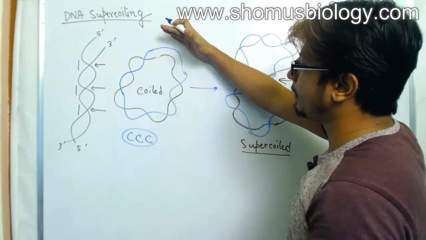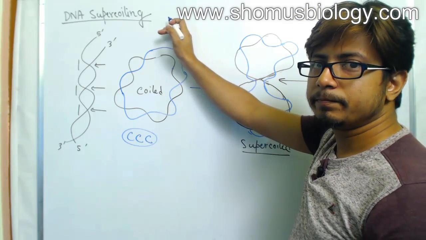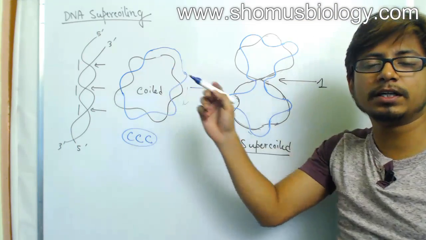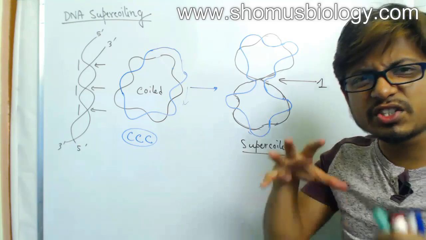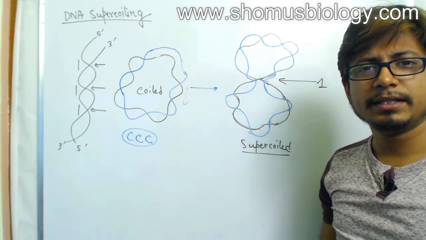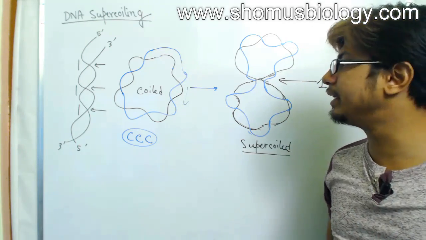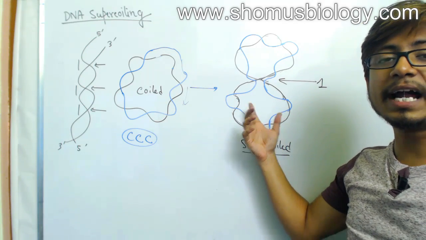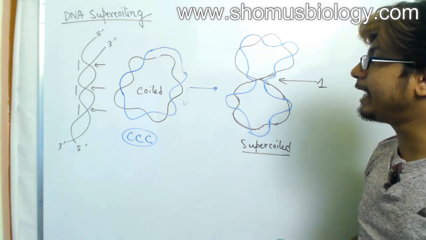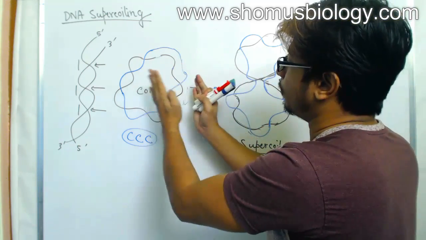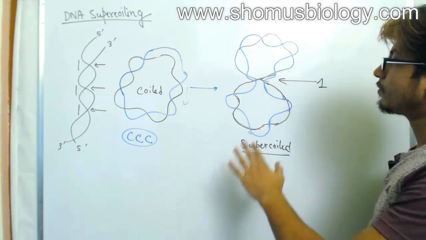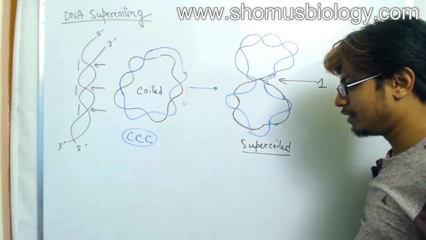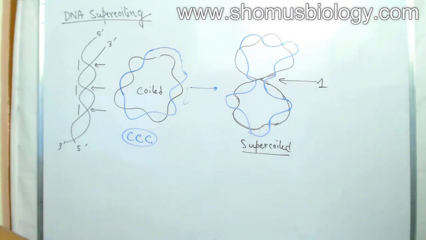So as this part is open, then what will happen? It is going to create tension, a strain, to the rest of the DNA. And to compensate that strain, the structure is coiled. That's why supercoiling is formed. And again, if you want to open more and more structures like that, it will form more and more supercoils. Okay, so let me explain this in another way.